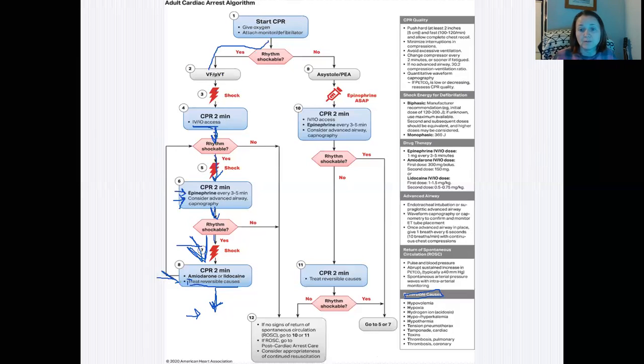So now let's look at what we're going to do if we have a not shockable rhythm. First things first, high quality CPR. Get this oxygen.